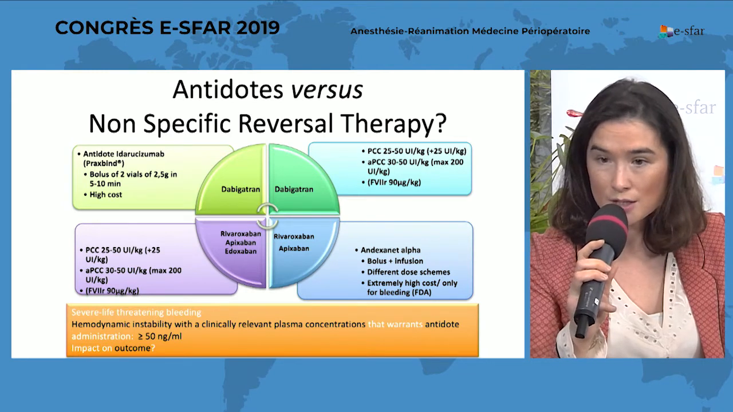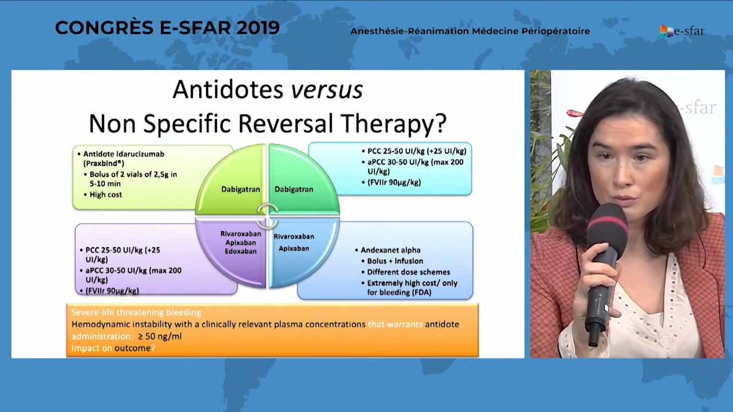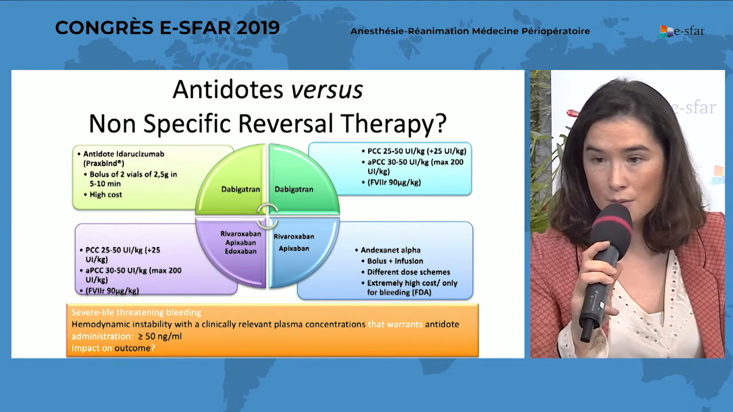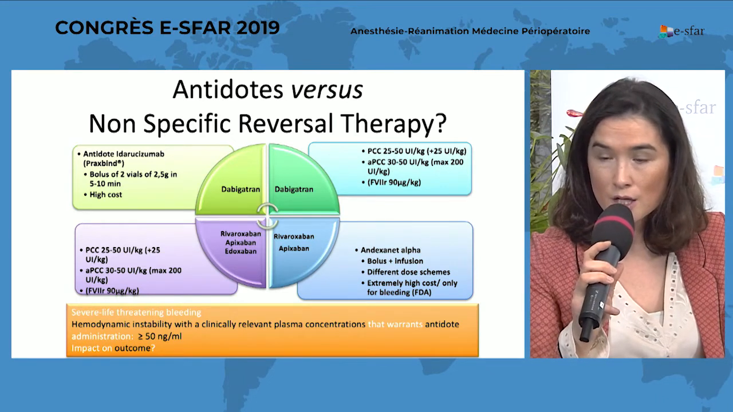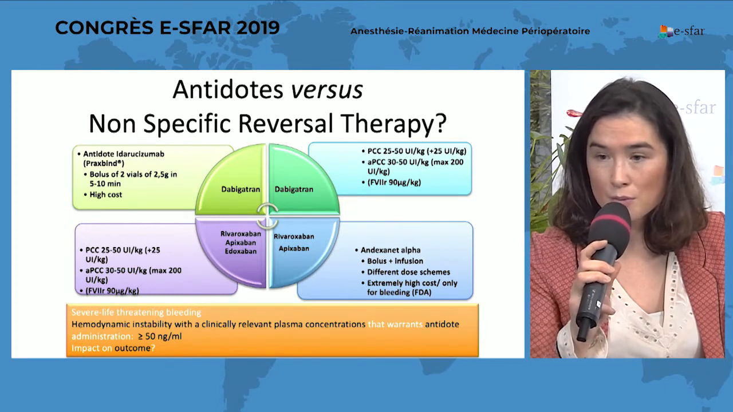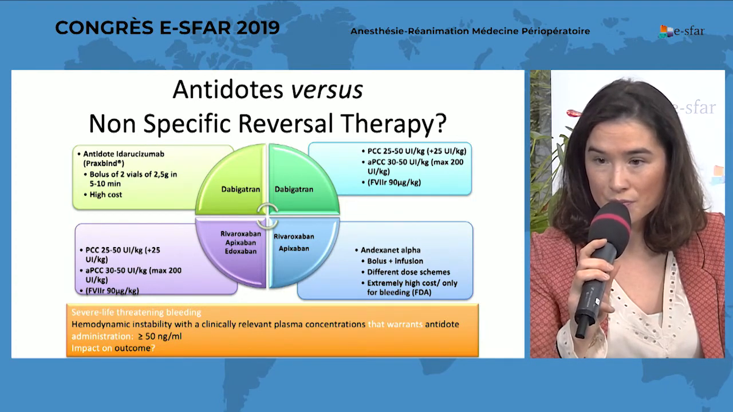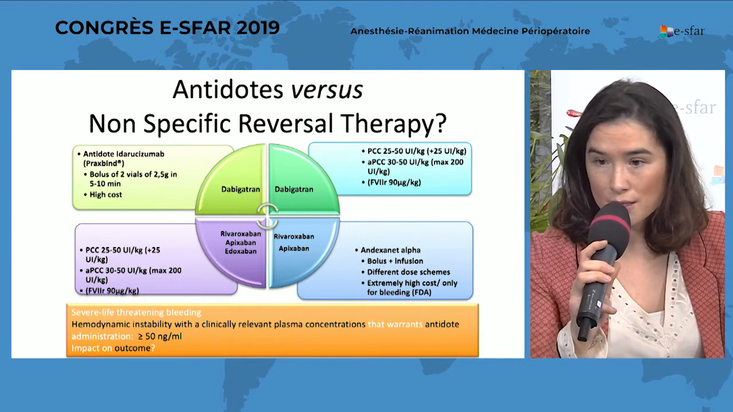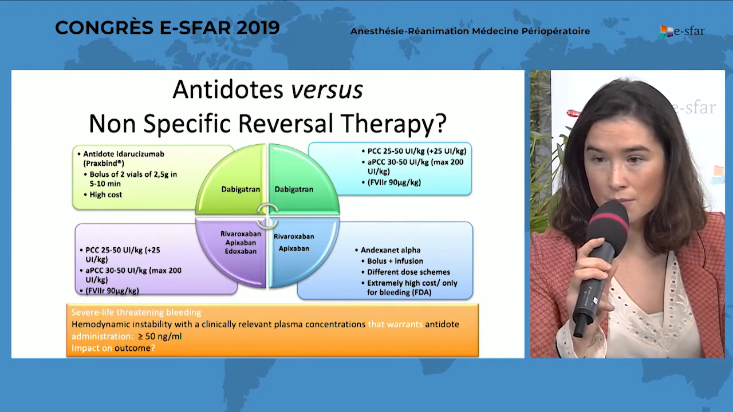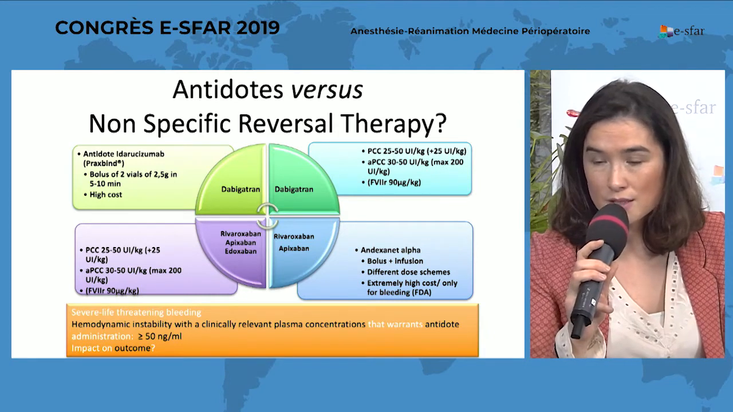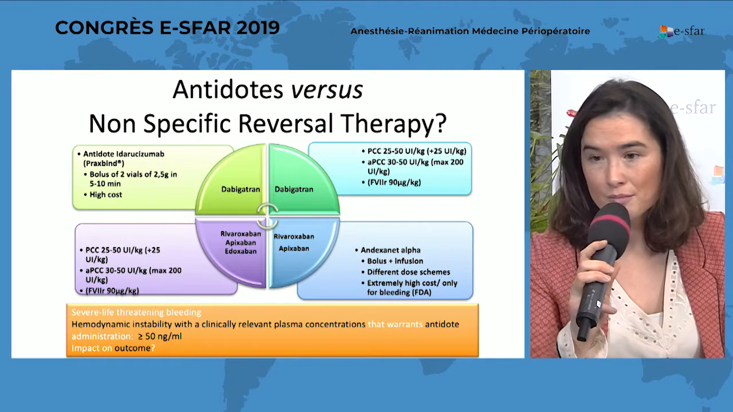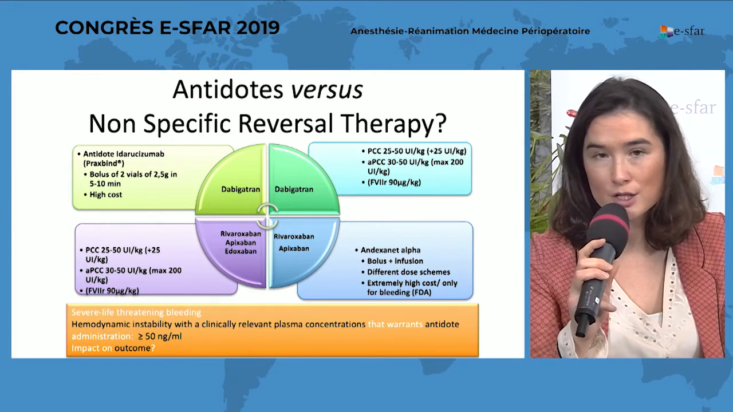If you don't have this antidote, then you can go to non-specific reversal therapy, like prothrombin complex concentrate, 25 to 50 units per kilogram with a supplementary dose of 25 units per kilo, or activated concentrates, 30 to 50 units per kilogram with a maximum dose of 200 units per kilo. Recombinant factor 7 is only proposed when it's really a desperate situation.